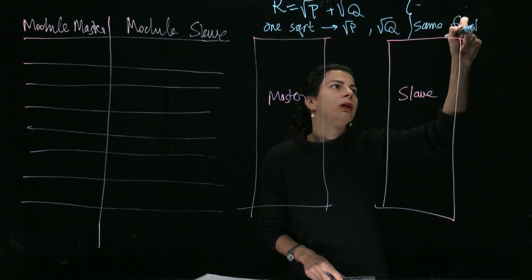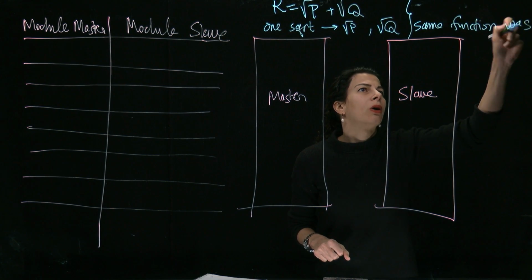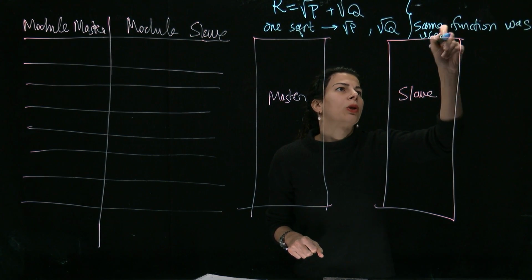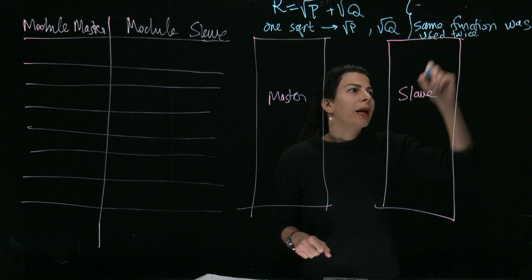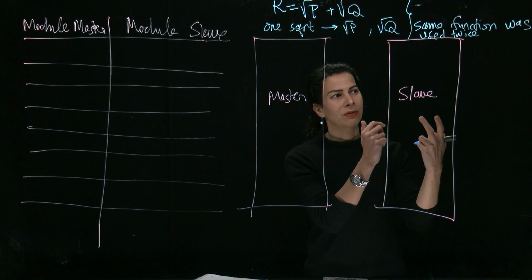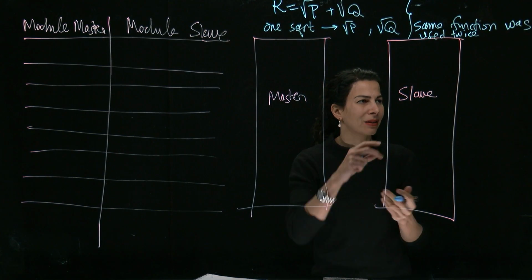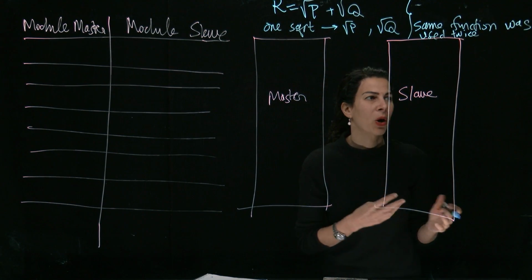The same function was used twice, but with time multiplexing, so we didn't have two instances of the same module. The same instance was used, and we just passed the variables through the same hardware.